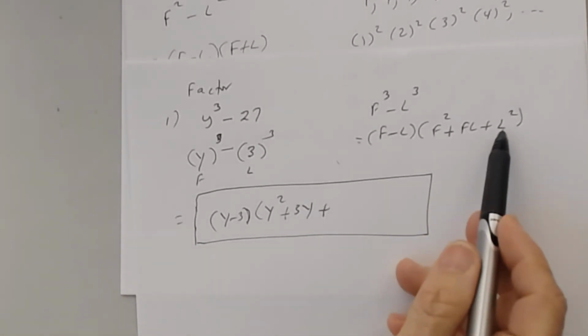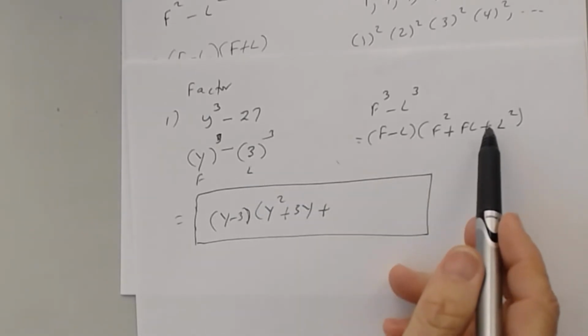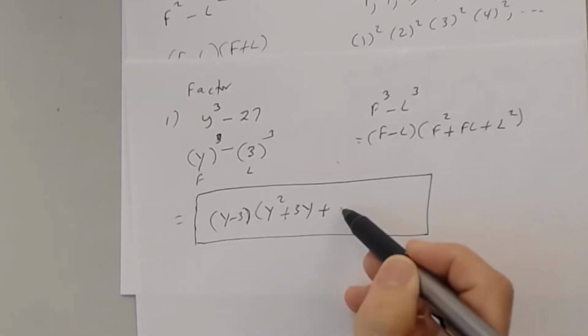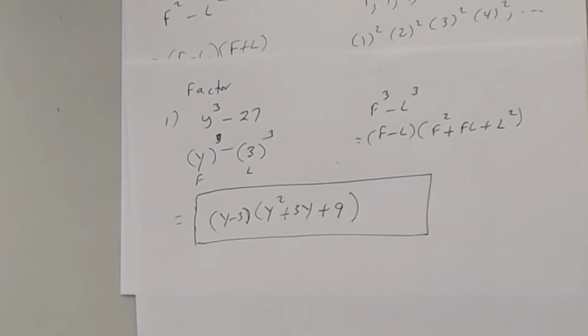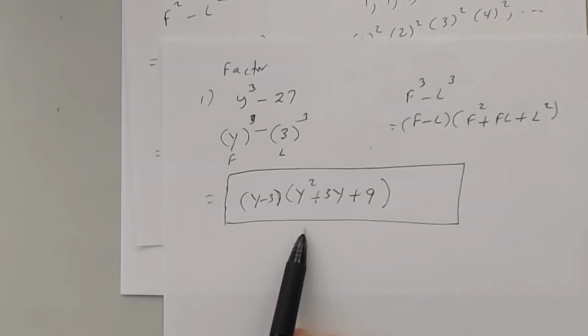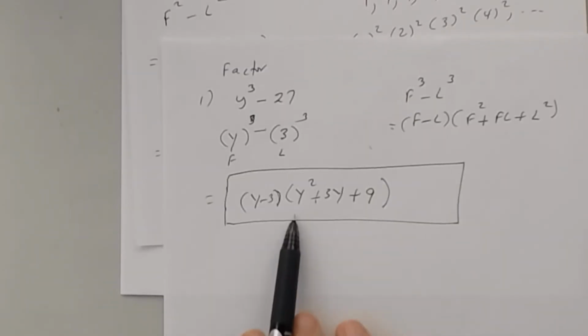Plus, and then this says take L. What's L here? 3. Multiply by itself. 9. So there's your answer. So y minus 3 times y squared plus 3y plus 9. You cannot factor this trinomial, so don't waste your time. It's not factorable. So that's your answer.